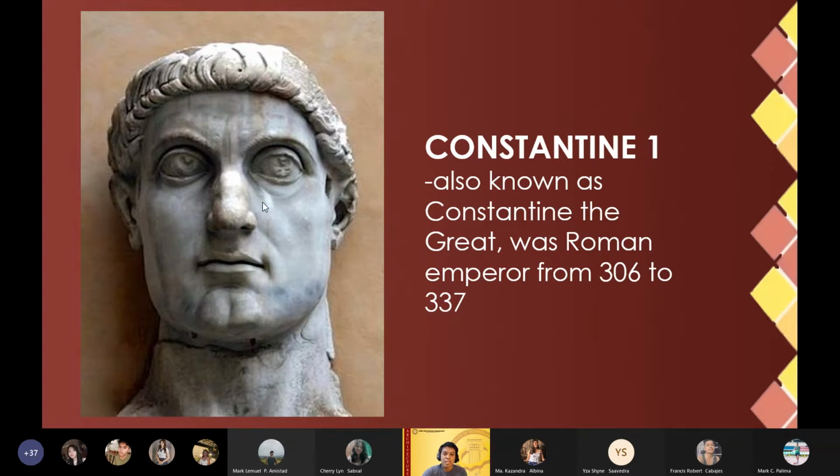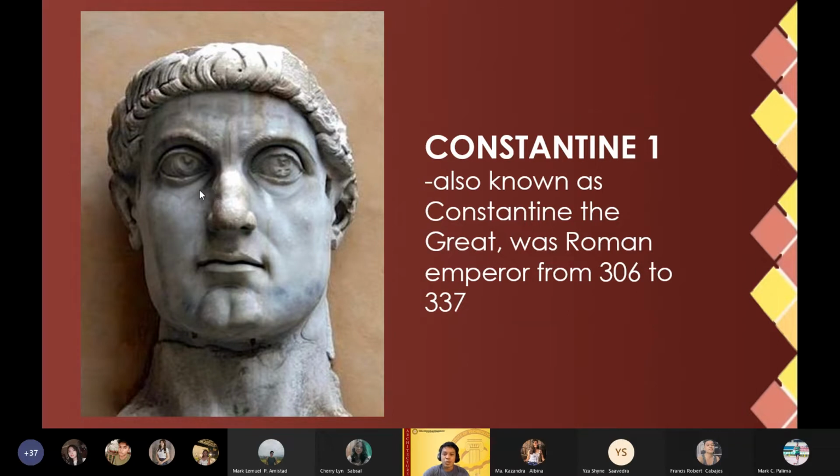So why Constantine? Because of all the emperors, Constantine is the first emperor that acknowledged Christianity. The other emperors did not like Christianity. If you know the history of how the Romans treated the early Christians, it was quite harsh. There is history about the catacombs, where the Christians were buried.